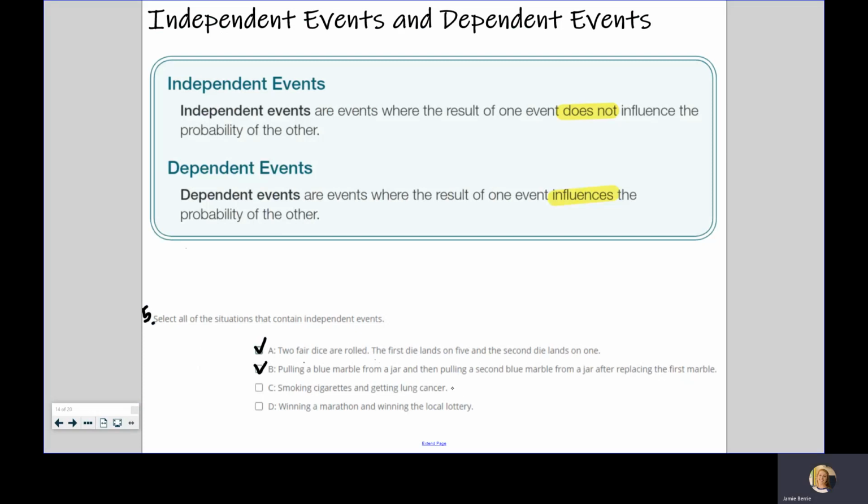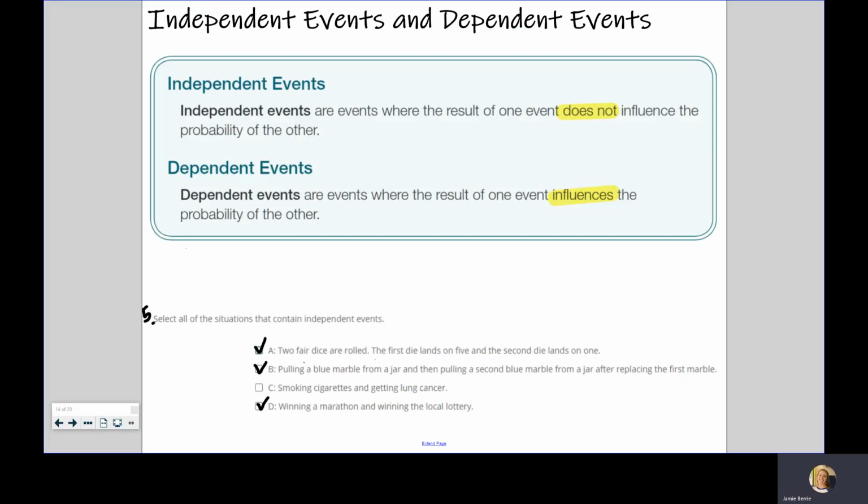All right, the next one is smoking cigarettes and getting lung cancer. Do you think those are independent or dependent? That would definitely be dependent, right? Because smoking cigarettes can cause you to get lung cancer. So those would be dependent events because getting lung cancer could depend on whether or not you smoke cigarettes. All right, and then the last one is winning a marathon and winning the local lottery. Do those have any effect on one another? No. So those would also be independent.